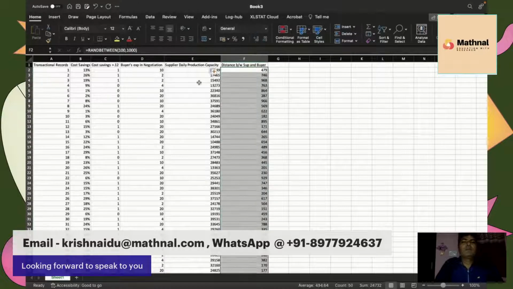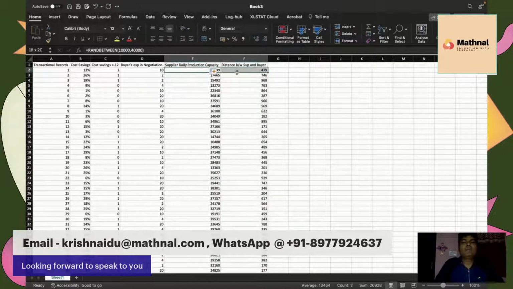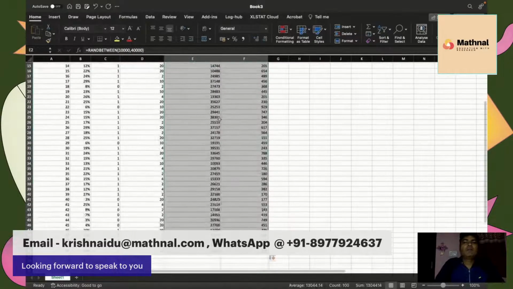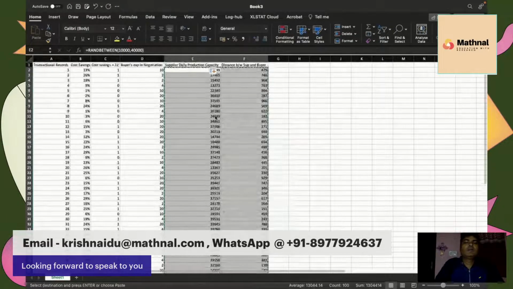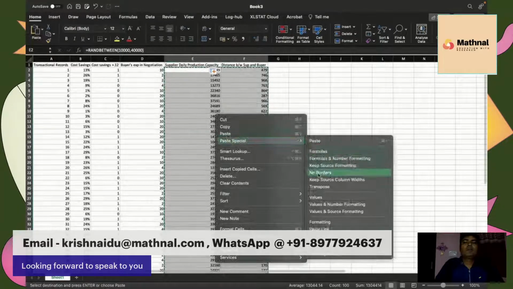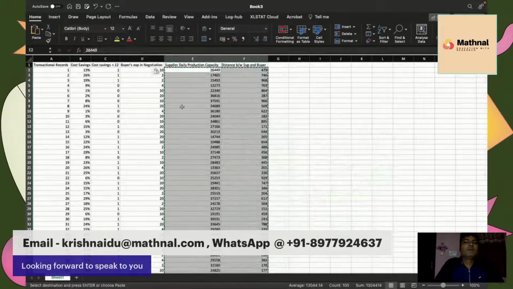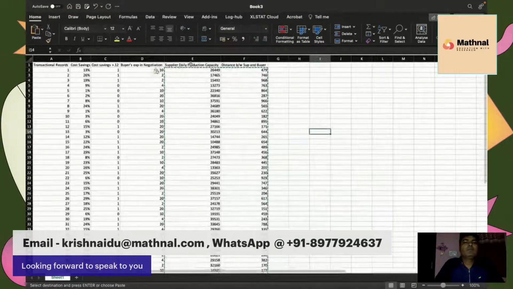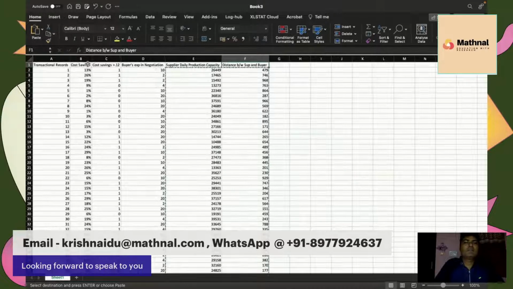Right, so this is the data we have, and what I'm going to do is freeze this data, because right now it is a RANDBETWEEN. So I'll just copy it and paste special values. So now we have the data over here. This is our cost variable 1, cost variable 2, cost variable 3. These are the three variables which are going to impact our cost savings percentage.